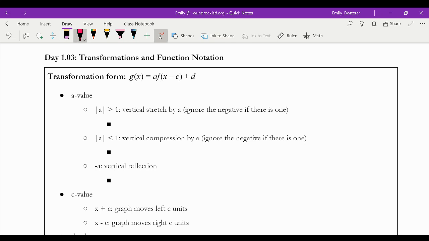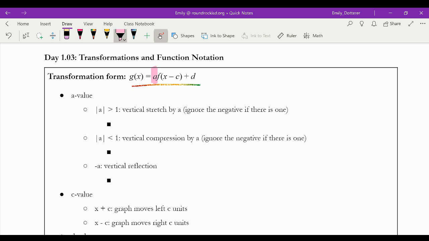Okay, so what we're going to look at today is transformations. This is what we're going to look at for the rest of the unit. This is the transformation form, so this is the general one that'll work for any function. When we start doing each function individually, letting them have their own unit, we'll look at the actual transformation form for each function, but for right now, we're going to stick with this.